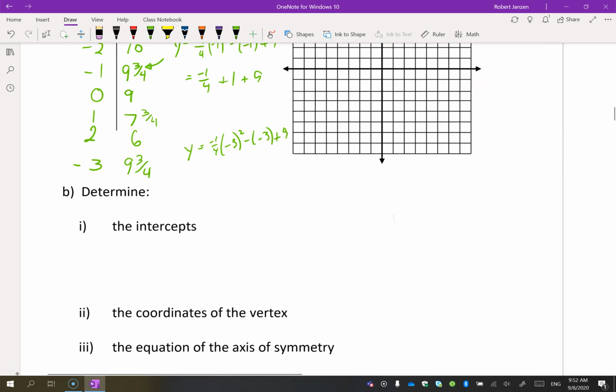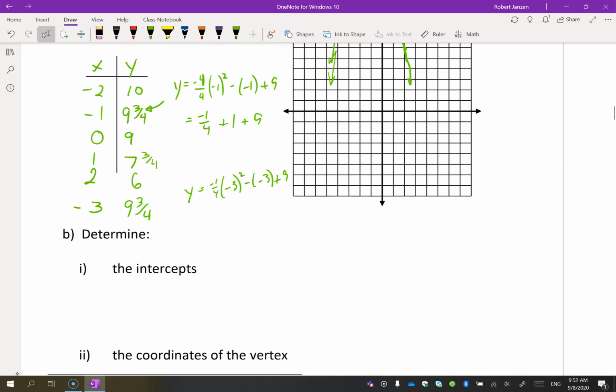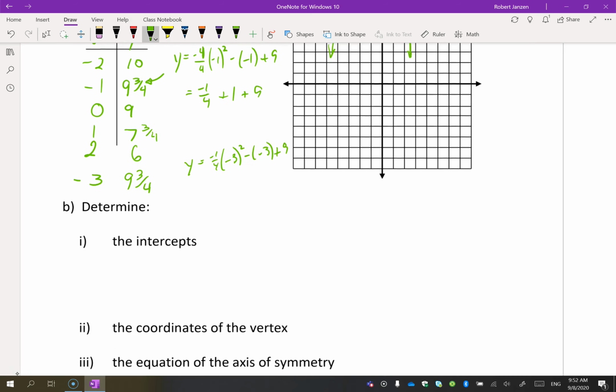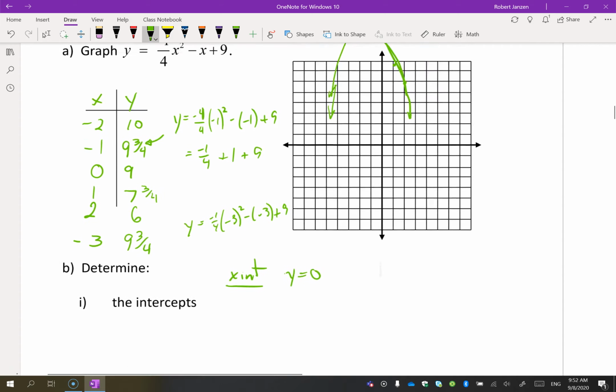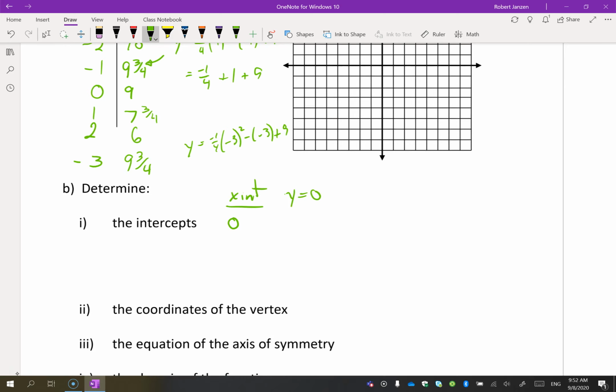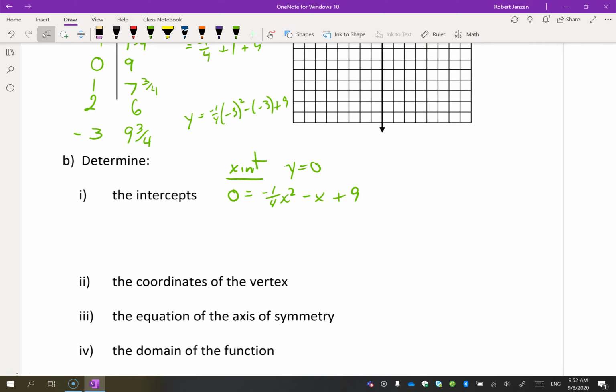Okay, so this is one where you're going to have to do the math. Now, how do you find an x-intercept? You find the x-intercept by making y equals 0. Alright, so we'll write 0 is negative 1/4 x squared minus x plus 9. Now, does that look familiar to you? It should. This is what you spent the entire last unit doing.